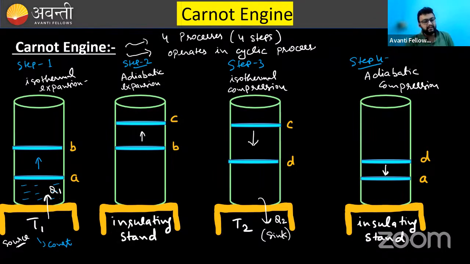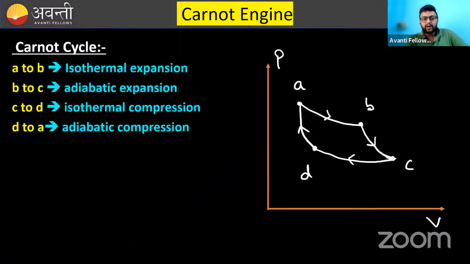Now, what is a Carnot cycle? The representation of these strokes or steps on a PV curve is known as the Carnot cycle. First of all, there is an isothermal expansion, A to B. B to C, adiabatic expansion. C to D, isothermal compression. And D to A, adiabatic compression. I think everything is mentioned here.